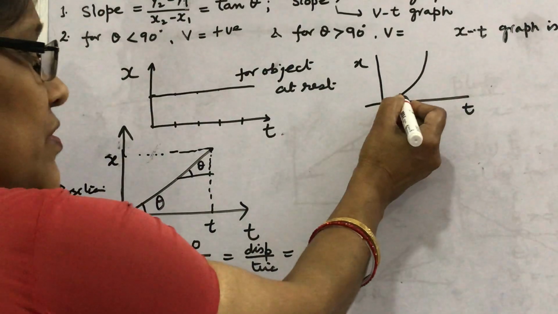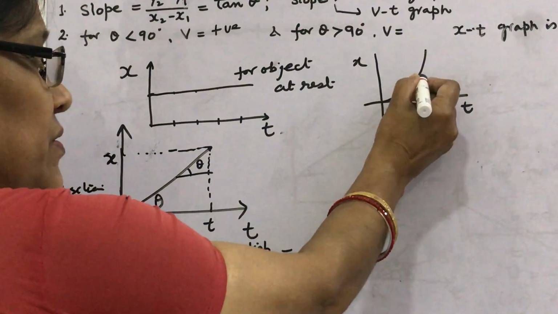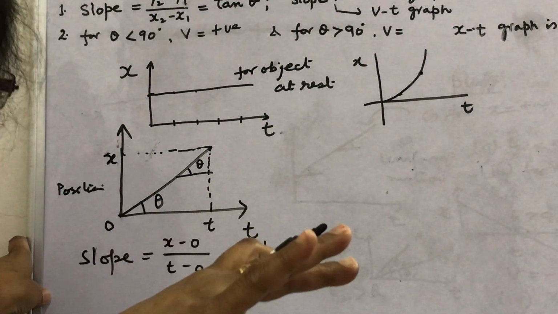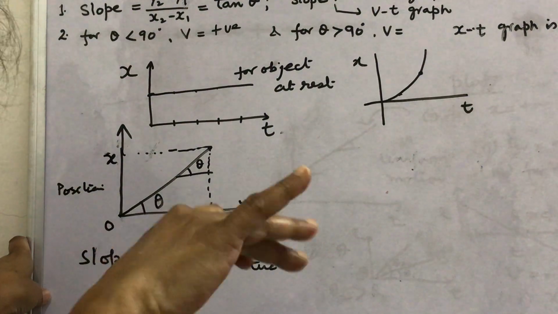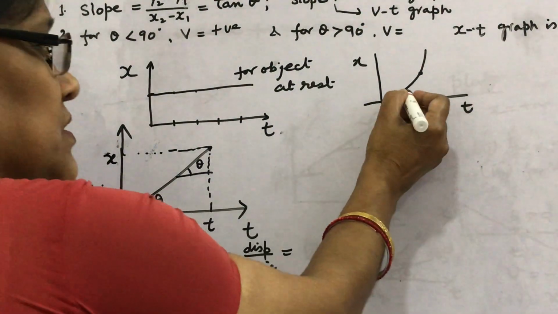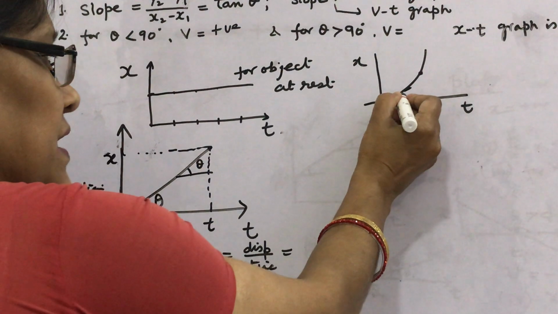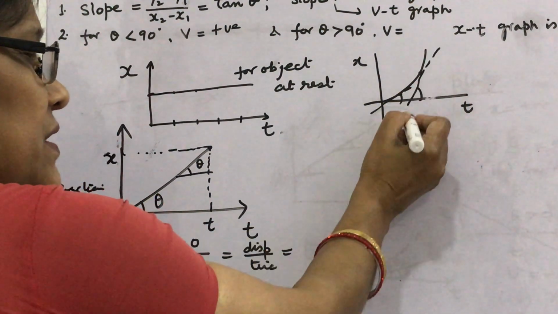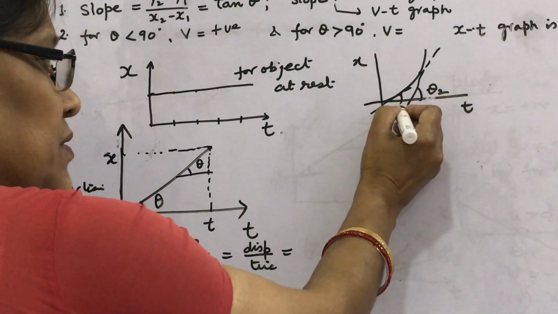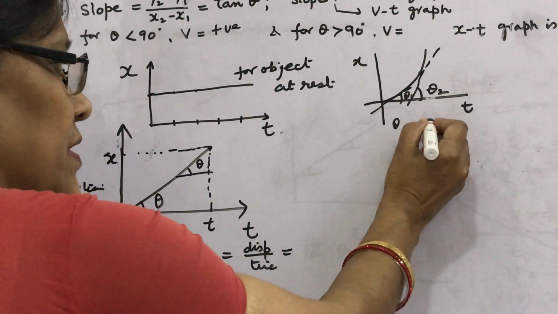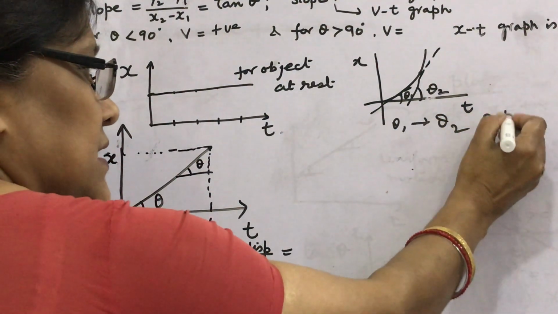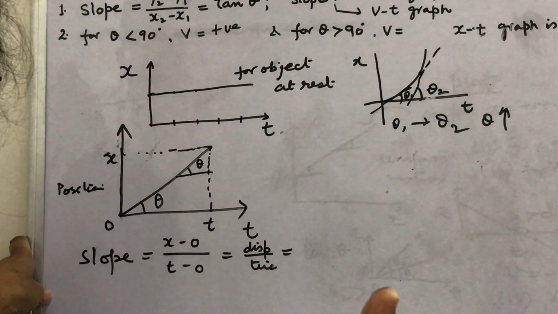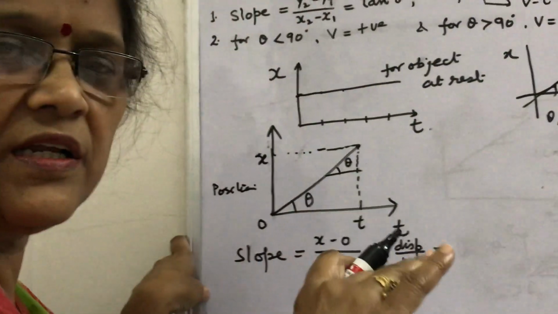Look here, if you draw the tangent at this point, because velocity is the slope of the xt graph. Here it is a curve, so at a certain point you have to find the tangent. Suppose at this point the tangent makes a certain angle, and at this point the tangent makes a certain angle. Suppose this angle is theta 2 and this is theta 1. So from theta 1 to theta 2, theta is increasing, slope is increasing. What does it mean? The velocity is increasing.